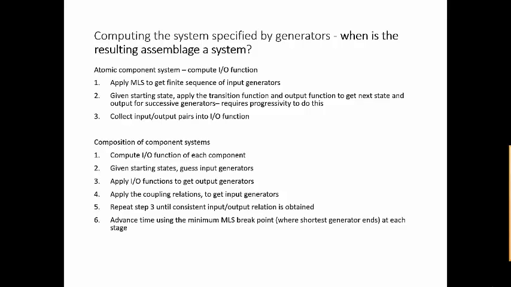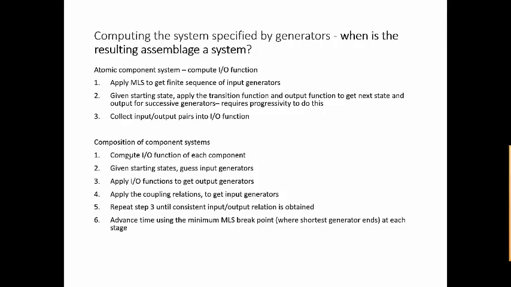So now we know how to compute the system given its generators and their transition functions. But when is the resulting assemblage a system? Well, for atomic component systems, or atomic systems, we compute the I/O function as we have just described, and we've gone through these steps 1, 2, 3, and collecting the input-output pairs into an I/O function for each state. But now we also want to talk about how to put these atomic component systems together in a composition. And just as in DEVS, we have a means by which we define a composition of systems.